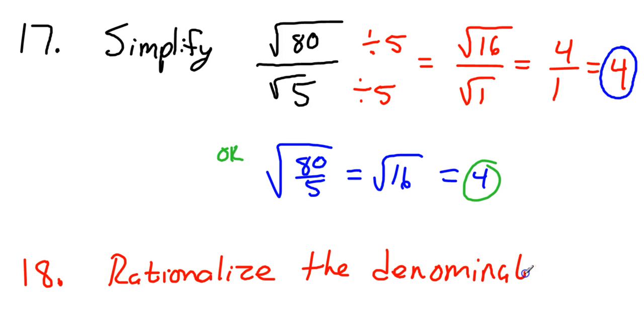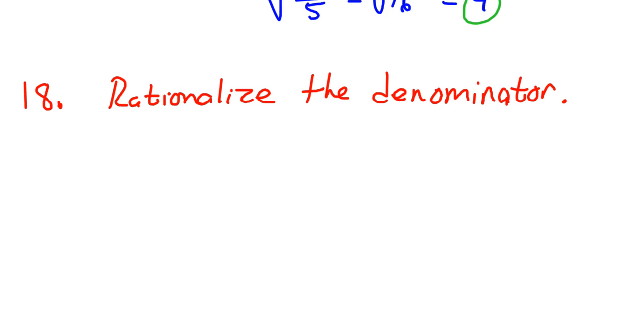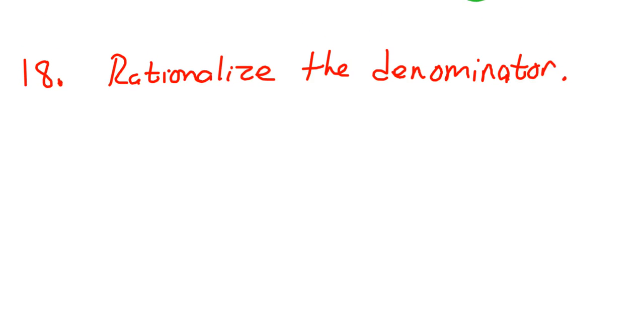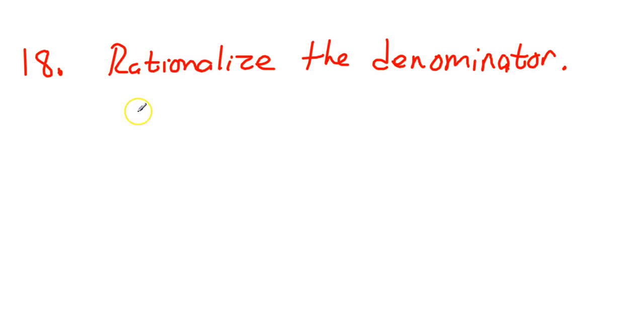And 18. Still kind of fits in with the division part of it. But 18 asks you to rationalize the denominator. And for the rationalizing, we had two different parts. We had the one part where there was one term, like this one is. We had the other part where you had two terms, which was a little bit different story. And that's probably the next problem that's coming up here.